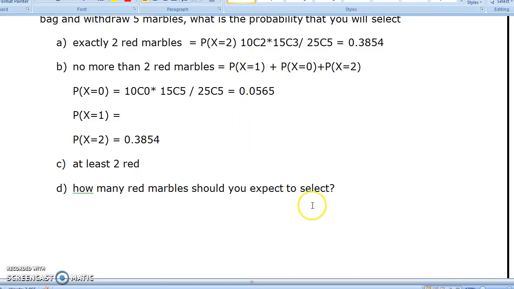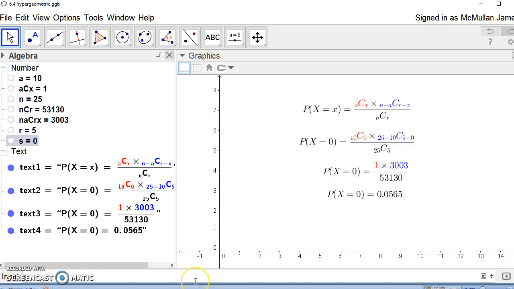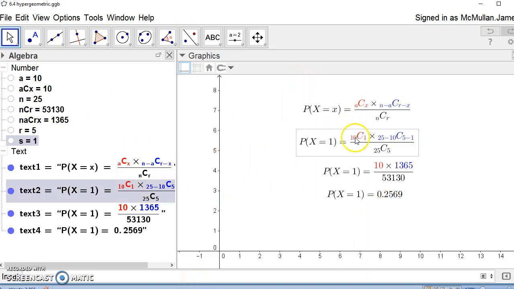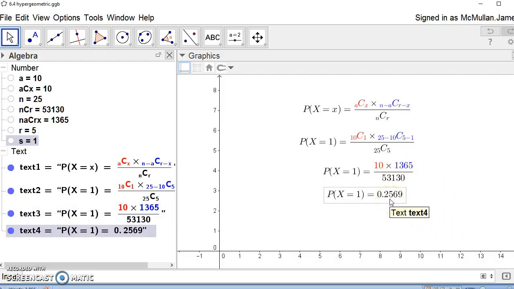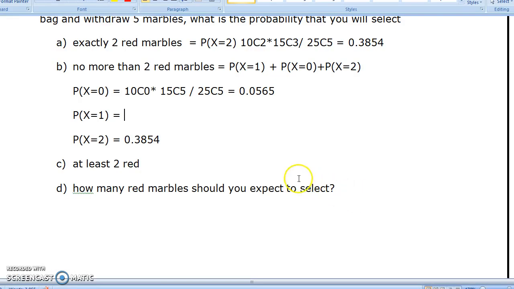We're going to do it with 1 red marble now, so we'll change S to be 1. 10 choose 1, 15 choose 4, and 25 choose 5 along the bottom. Not 25, sorry, 15 choose 4. So we multiply the top two, we divide by the bottom one, and we get 0.2569.